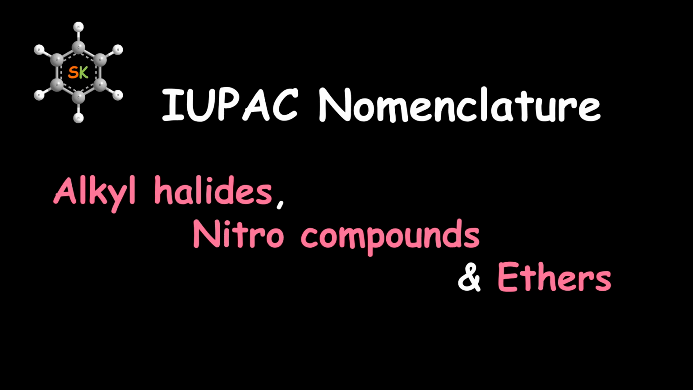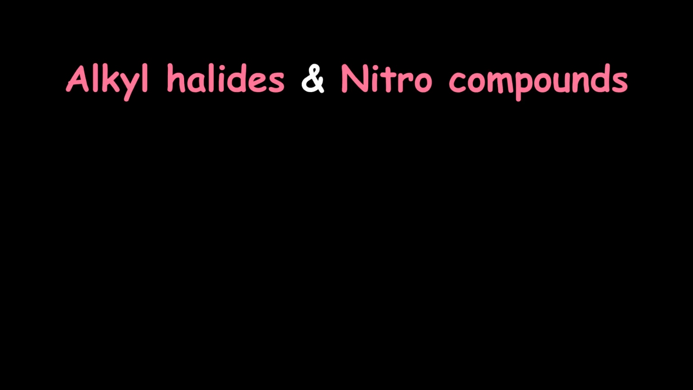IUPAC nomenclature of alkyl halides, nitro compounds and ethers. Let us first discuss alkyl halides and nitro compounds. Alkyl halides have the general formula RX. R stands for alkyl group and X stands for halogens.